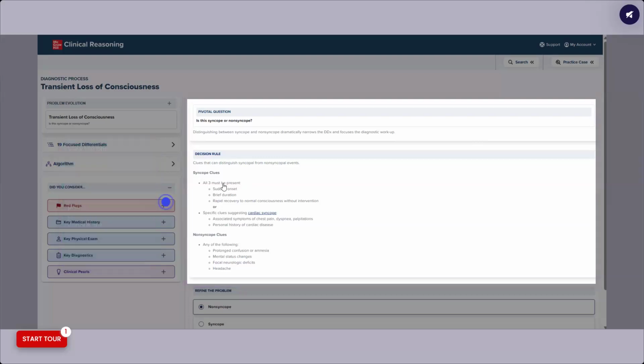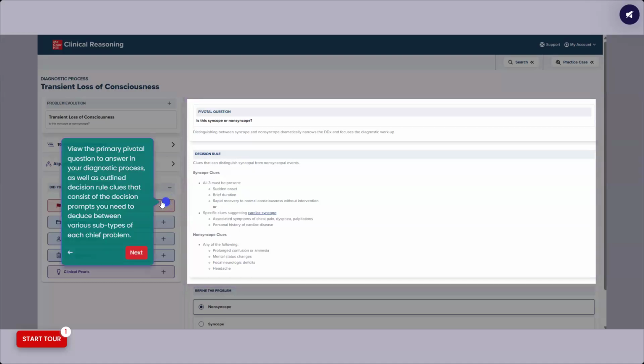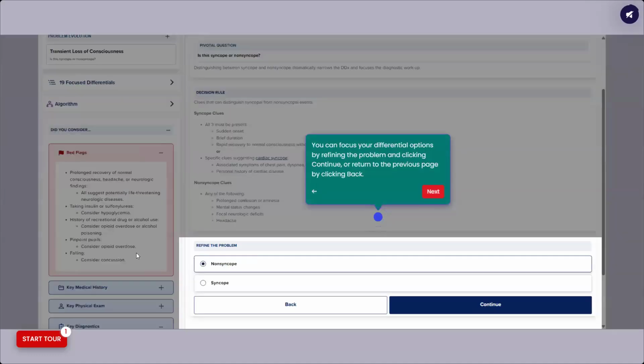So with syncope, I have some clues. All three must be present. And then with non-syncope, any of the following could reflect non-syncope transient loss of consciousness. Again, all providing all the information in a framework approach.